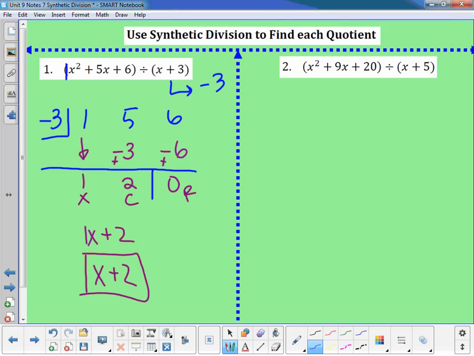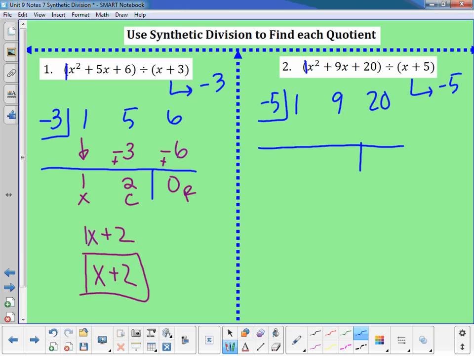Let's do number 2. Again, opposite number inside the box. So that's going to be -5. So I have -5 in the box, and I list my coefficients. I have a 1, a 9, and a 20. Leave yourself a little space, draw a line, set up your t. That just reminds you that that last piece is the remainder. That's all that's there for. And now I multiply and add.